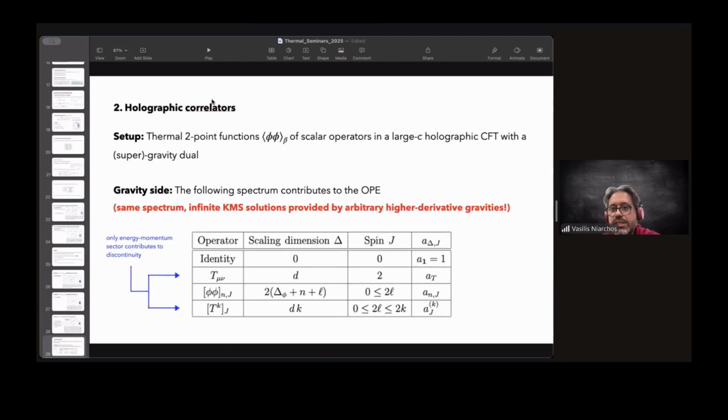Okay, so can I take 3 minutes to tell you what happens in the holographic correlators, and then I will stop because I don't want to go a lot over time. Okay, so this is the situation in the GFF case.